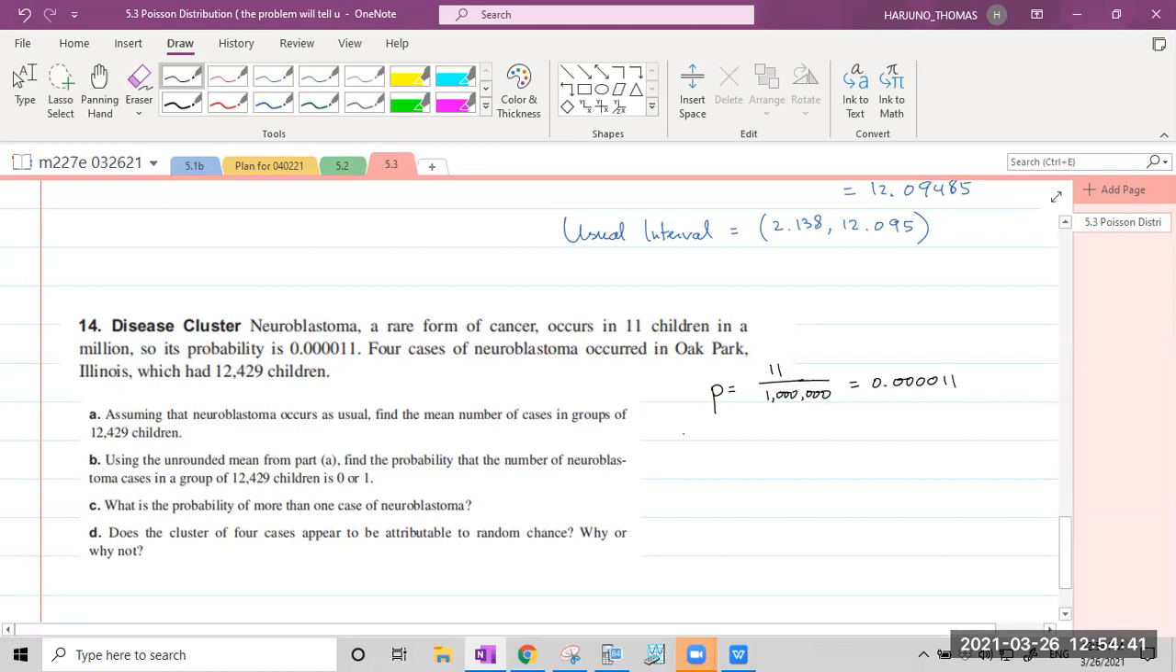Now, assuming that you have 12,429 children, what is the mean supposed to be? Either that child has neuroblastoma or not. So let X be the number of children with neuroblastoma. It will be binomially distributed, with n = 12,429 and probability 0.000011.